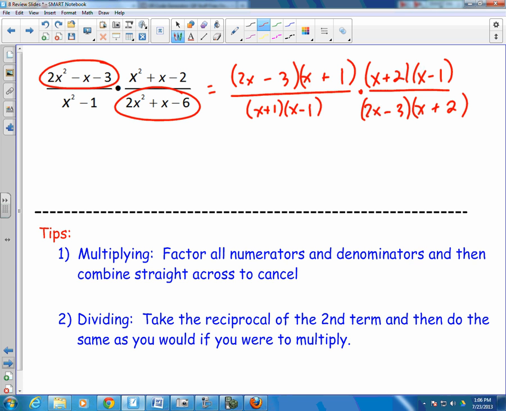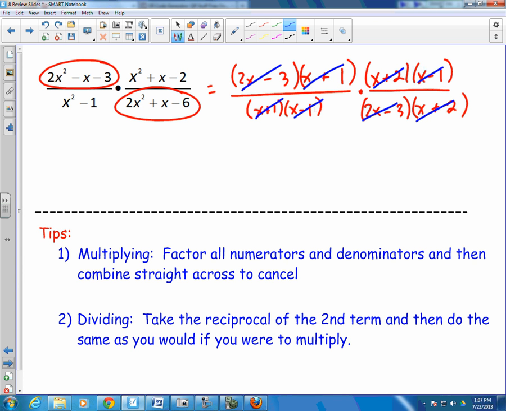But for these problems, I'm just going to factor it by hand in my head. So when I look here, I look for the same thing top and bottom. This is my cancel part. I got 2x minus 3 top and bottom, an x plus 1 top and bottom, an x minus 1 top and bottom, and an x plus 2 top and bottom.